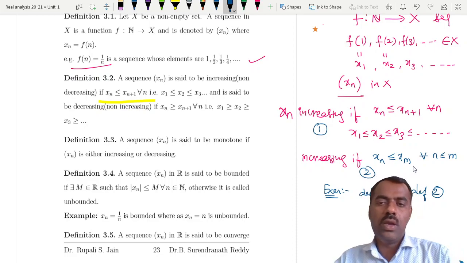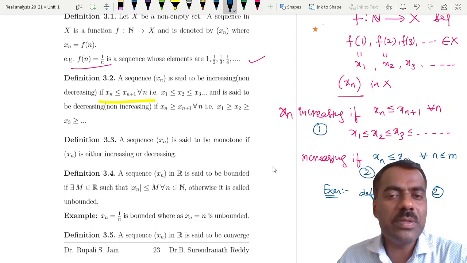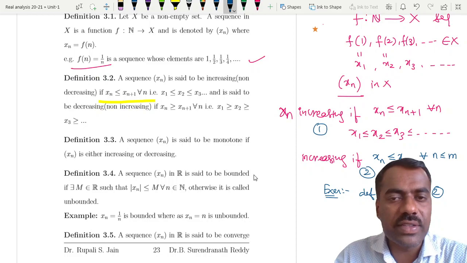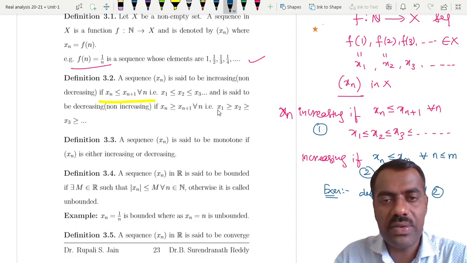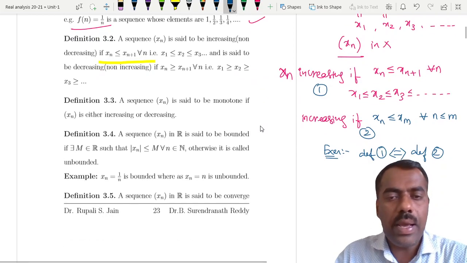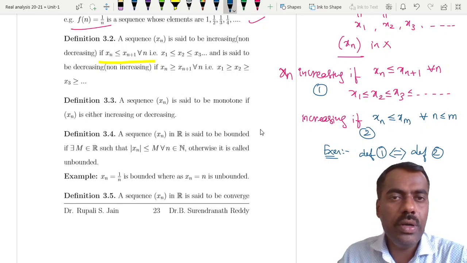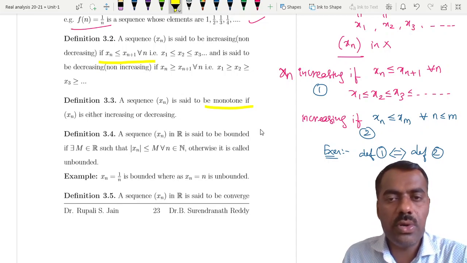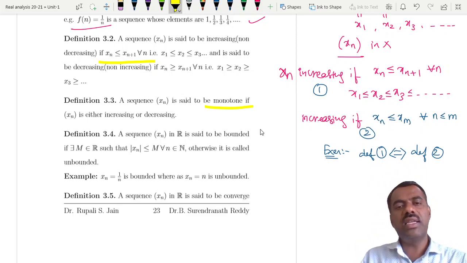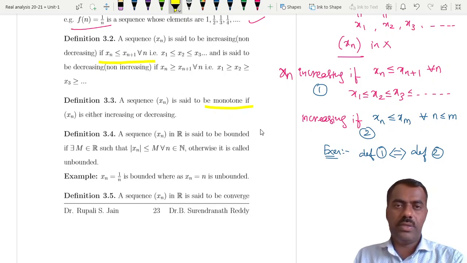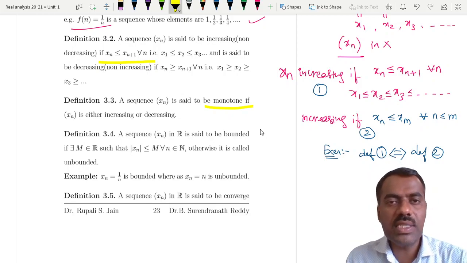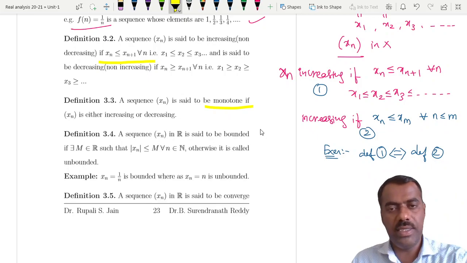Okay, fine. Similarly, you can define what is meant by a decreasing sequence. xn should be greater than or equal to xn plus 1. That is the same as x1 greater than or equal to x2 and so on. Now, a sequence is said to be monotone if it is either increasing or decreasing.